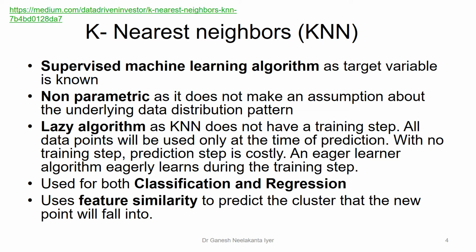Now KNN is used for both classification and regression. How it classifies is by using feature similarity to predict the cluster that the new point will fall into.